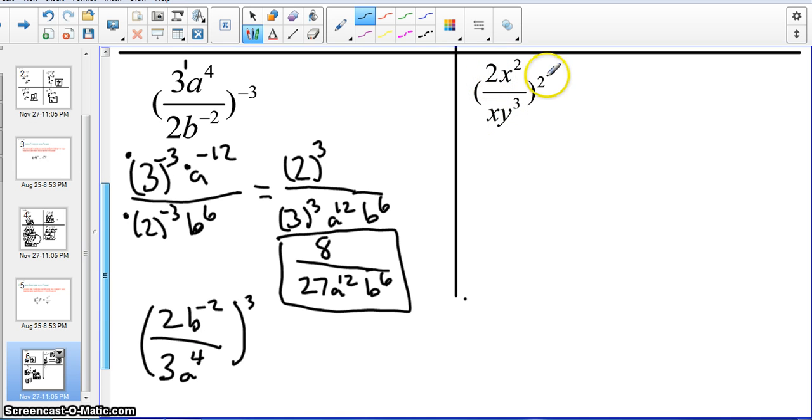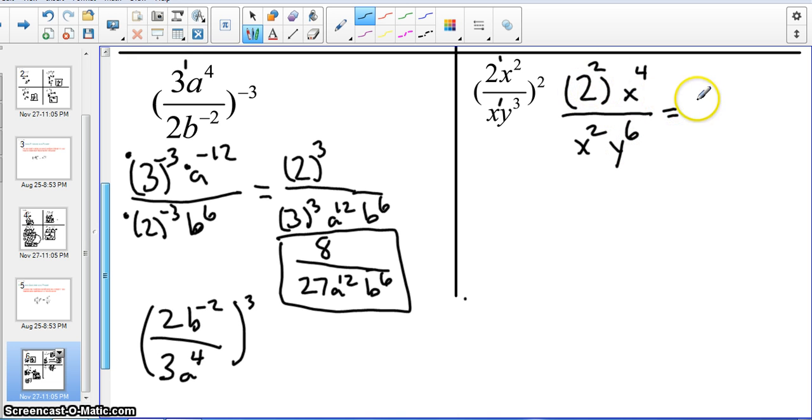The last example, I could do the power rule for everything. So I do 2, 1 times 2 is 2 squared. X, 2 times 2 is 4. All over X, 1 times 2 is 2. Then Y to the 6. So then I can figure out 2 squared is 4. Well, I have an X on the bottom and the top, so I can do the quotient rule. So I take the top exponent minus the bottom. So I have X squared. The Y has a positive exponent, so it stays on the bottom. There's my final answer.